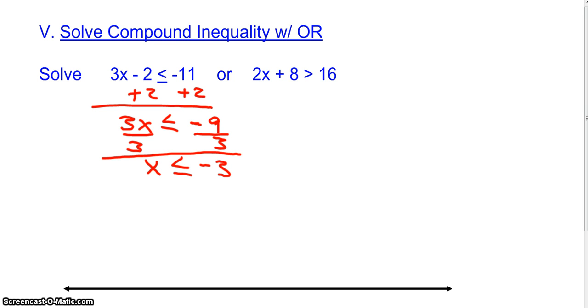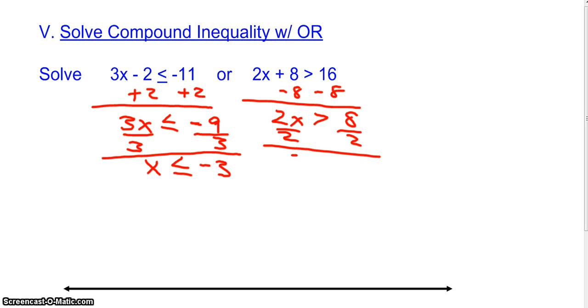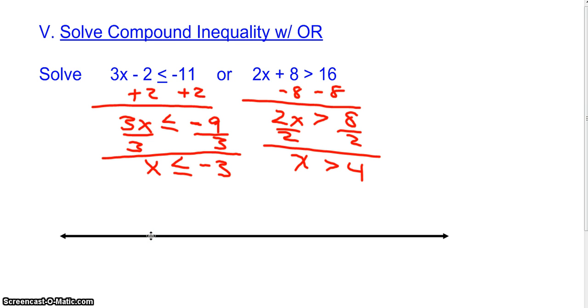Second one. Good. 2x is greater than 8 and minus 2. So we had no sign changes. And graph it. We want to see -3. We want to see 4. So -3.